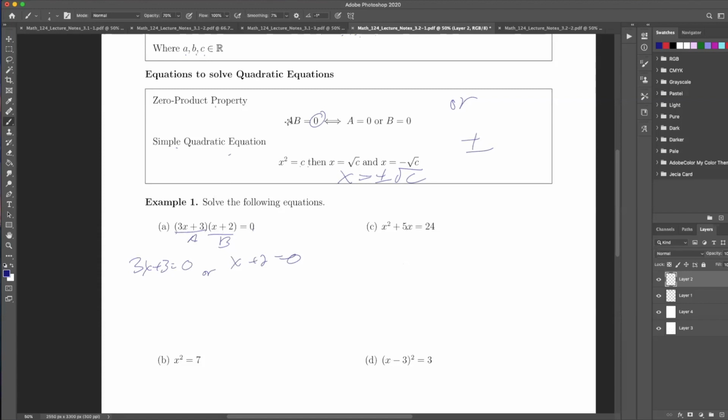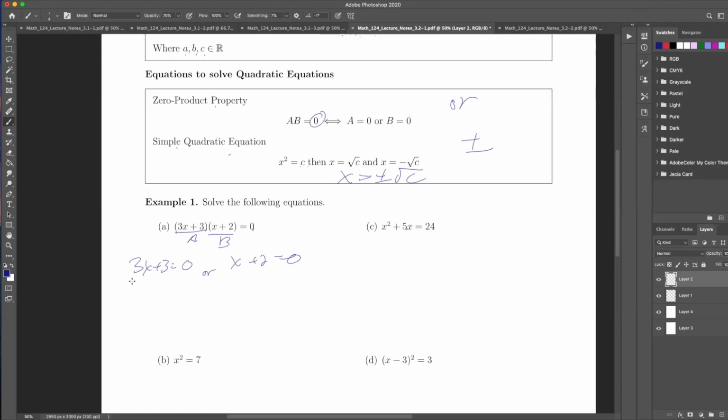Where this product comes from: if one of these is 0, 0 times anything else will be 0. So as long as either this is 0 or this is 0, this equation is true, because anything times 0 is 0, except for infinity, but you don't deal with that until calculus.